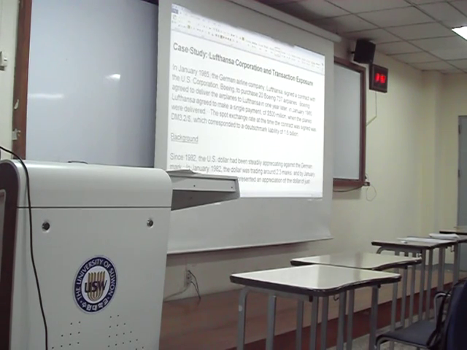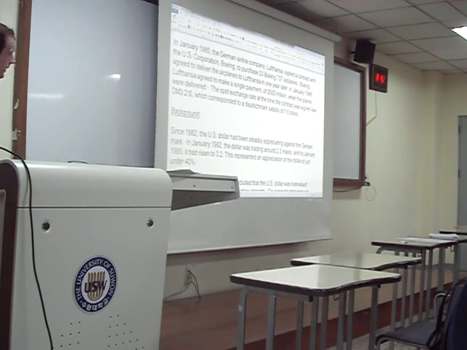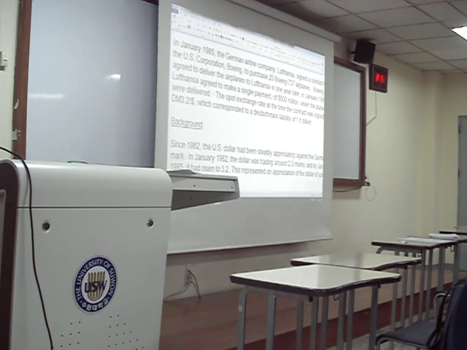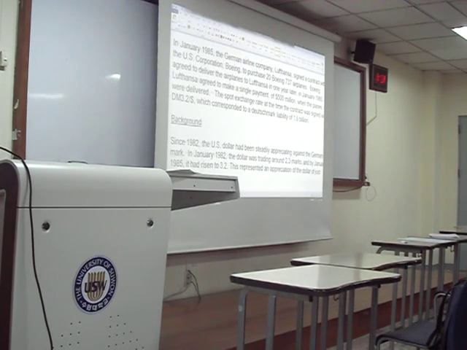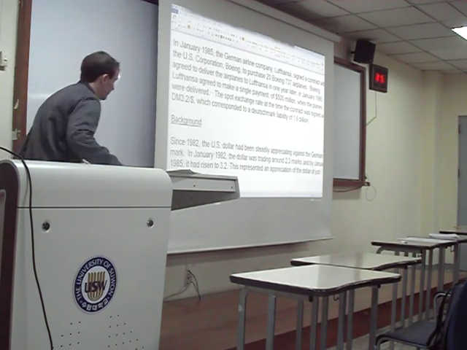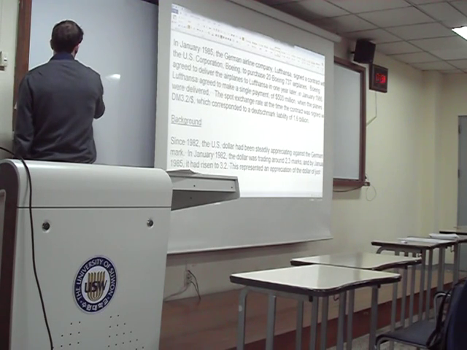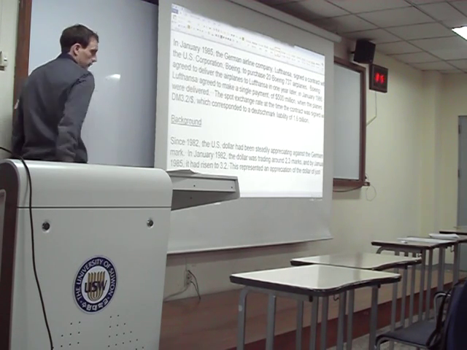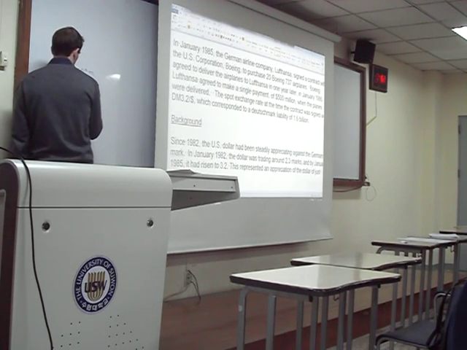In January 1985, German airline company Lufthansa signed a contract with Boeing to buy 20 Boeing 737 airplanes. Boeing agreed to deliver the airplanes to Lufthansa 1 year later, in January 1986. Lufthansa agreed to make a single payment of $500 million when the planes were delivered. The spot exchange rate was 3.2 Deutschmark to $1. So we have to pay $500 million. Okay? Then we have 3.2 Deutschmarks for $1. How many Deutschmarks do we need to pay? 1.6 billion, right? Deutschmarks.